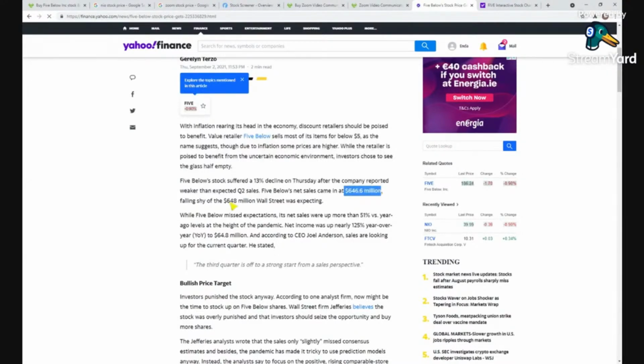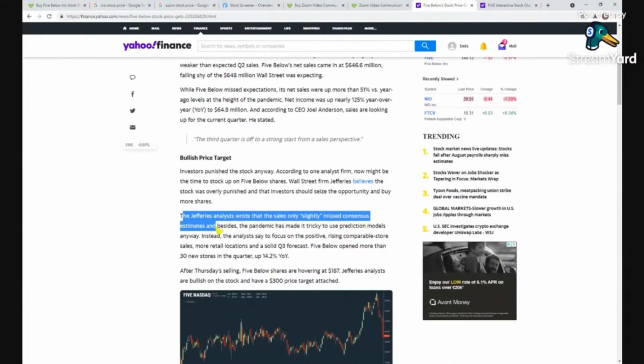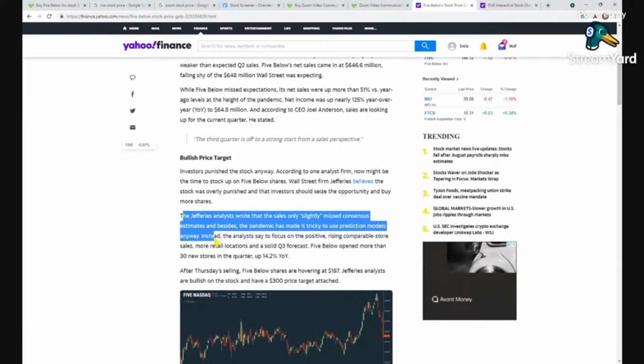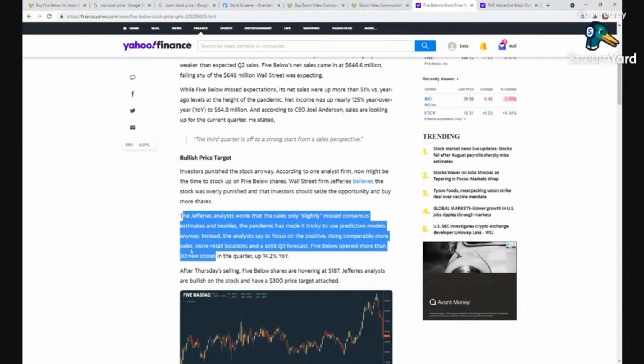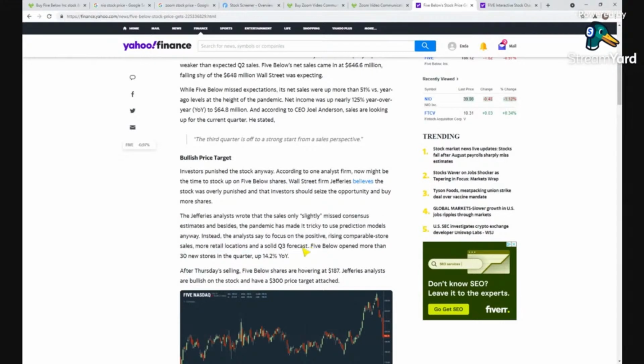They reported 646.6 million, falling shy of Wall Street's expected 648, but that's not much of a drop. You can see here the Jefferies analyst wrote that the sales only slightly missed consensus estimates, and besides, the pandemic made it tricky to make prediction models anyway. Instead, analysts say to focus on the positives: a rise in comparable store sales, more retail locations, and they're looking for a solid Q3 forecast. So this is great news.